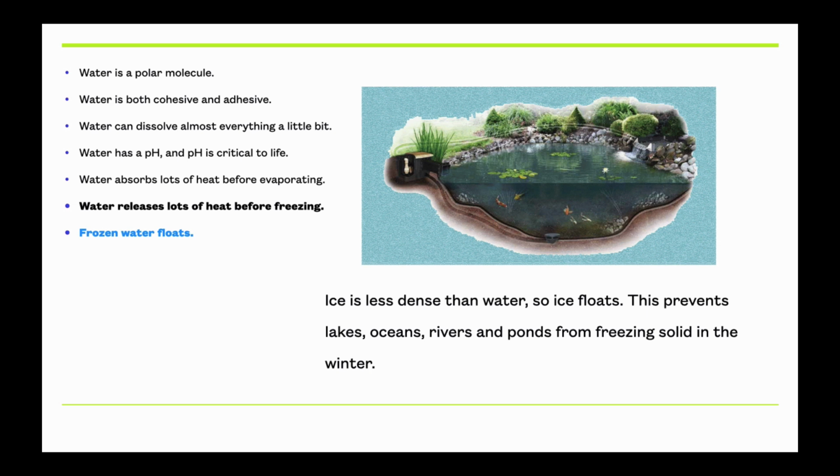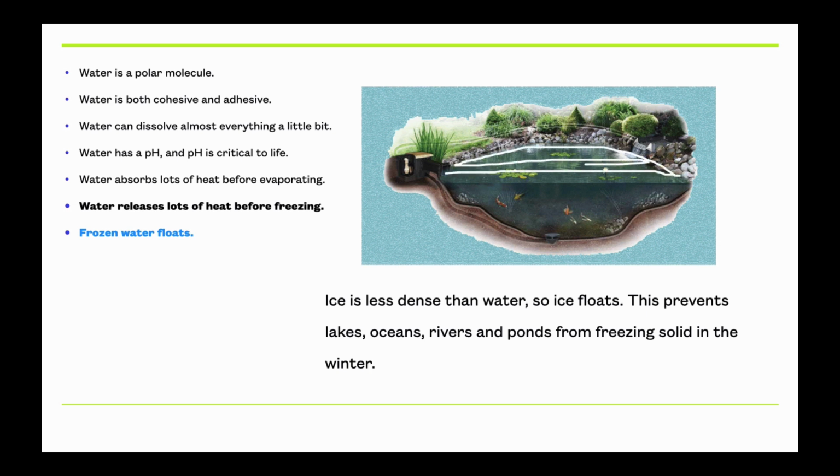And finally, our last property of water, which is physically kind of weird. Most things, when they turn from a liquid to a solid, become denser. But water is just the opposite. When water turns to a solid, which we call ice, it becomes less dense. So the ice crystals actually float. So this means that when a pond or a lake or a river freezes over, it freezes at the top first. So that means, for example, if you look at this picture of a pond, the ice is going to form at the surface first.